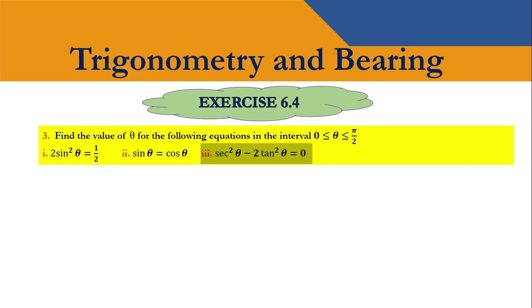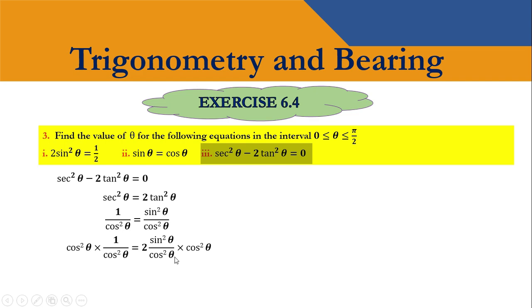Now we'll solve the third part of question number 3. Secant square theta minus 2 tan square theta is equal to 1. Now taking the tan square theta to the other side of the equation and putting the values of secant theta and tan theta into the equation. So secant theta is equal to 1 over cos theta. Because it is squared, it is 1 over cos square theta. Similarly, tan theta is equal to sin theta over cos theta. Because of the square, it is sin square theta over cos square theta.